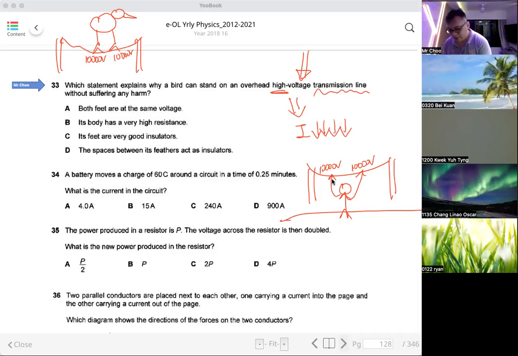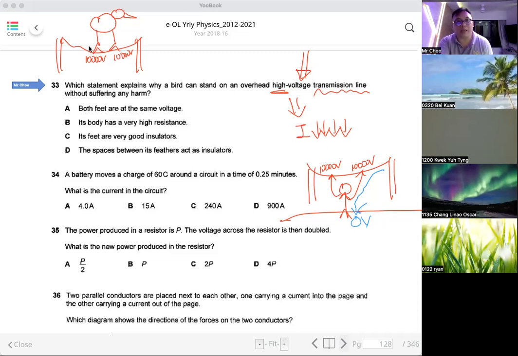Okay, very good. Some of you understand? Because you're stepping on the ground, which is 0 volt. So current can go through your body to the ground, so you'll get electrocuted. Whereas for a bird, they are not touching anything, not touching the tree, not touching the ground. So the current will not flow through the bird. Understand?